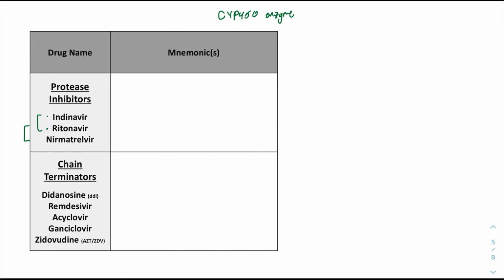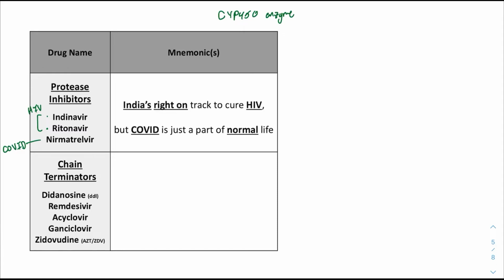So ritonavir has that use, which hypothetically could be brought up, but with regards to the actual protease inhibitors that Dr. Reddy gave his lectures on, we're going to be talking about indinavir and ritonavir being HIV drugs, whereas nirmatrelvir is the COVID drug, and we're going to assume that ritonavir is HIV specific. Now that that's out of the way, let's get on to the actual mnemonic sentence, which is: India's right on track to cure HIV, but COVID is just a part of normal life.